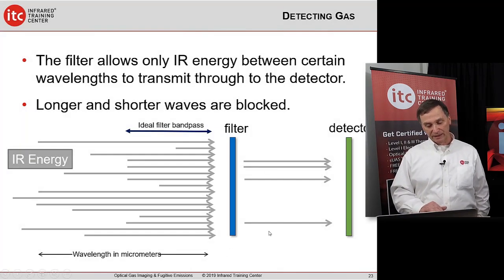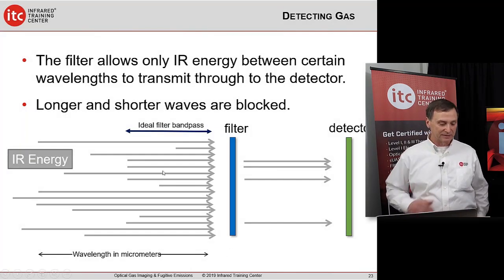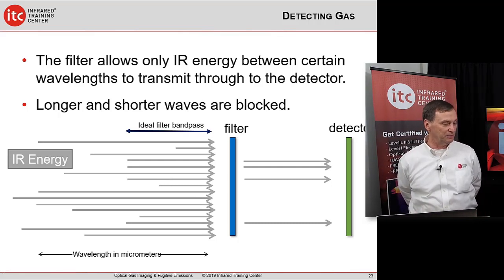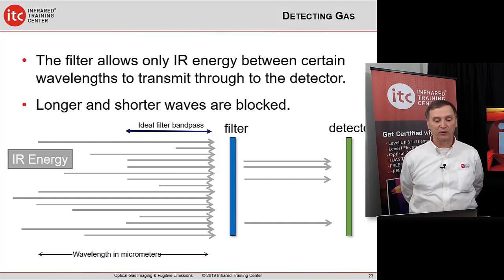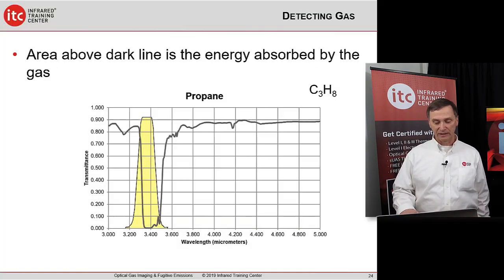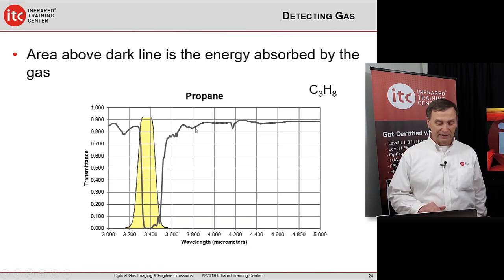So filtering, if you can imagine the energy on the left is everything from 3 to 5 microns. We put a very narrow notch filter in there, and we just limit it. For example, for methane, it's about 3.2 to 3.4 microns, somewhere around there. And so we just let that amount of energy in.